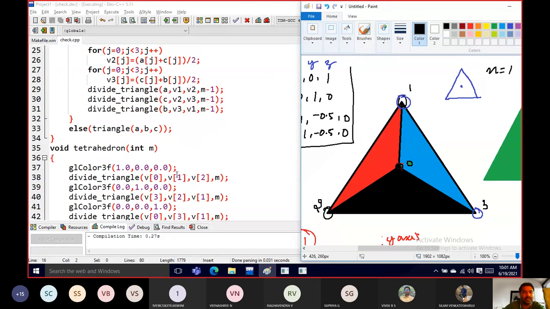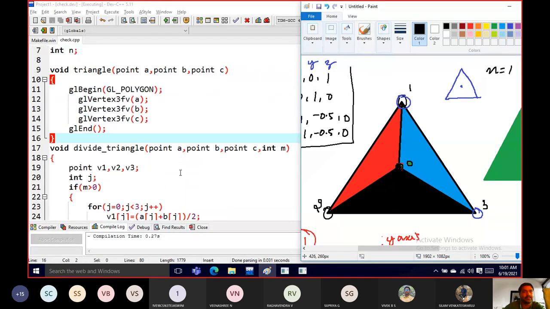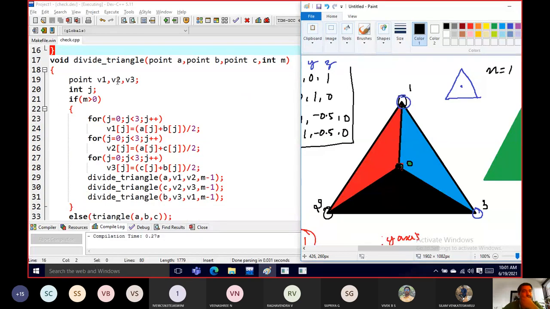So 0, 1, 2 comes and resides here, in A, B, C. We create points V1, V2, V3. Why are V1, V2, V3 created? We'll try to understand what that exactly says. For j equal to 0, j less than 3, j plus plus, V1 of j will be equal to A of j plus B of j divided by 2.